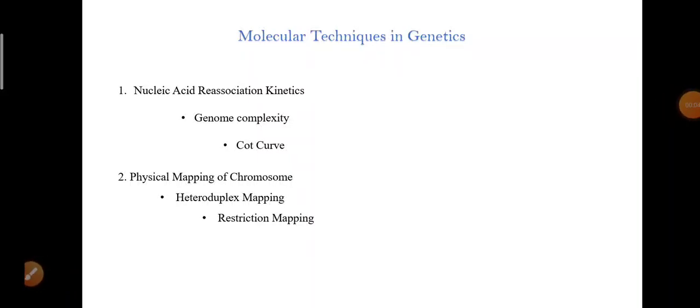Today in this video, we will discuss some molecular techniques which were preliminarily used in genetics, like nucleic acid reassociation kinetics. In this, we will discuss genome complexity and the Cot curve especially. And in the second part, we will discuss physical mapping of chromosome, like heteroduplex mapping and restriction mapping. And in the later part of our video, we will discuss more about molecular techniques. So stay tuned and let's start the video.